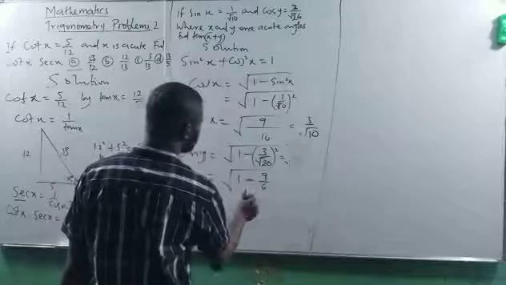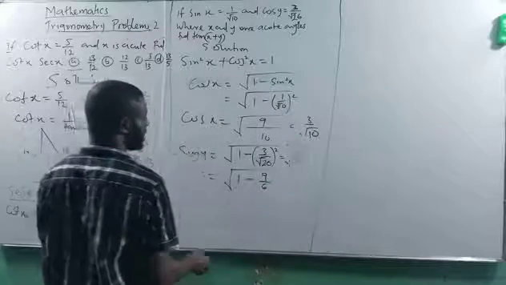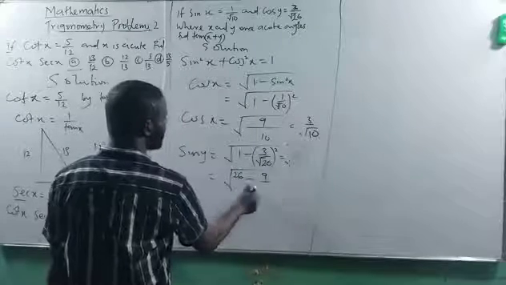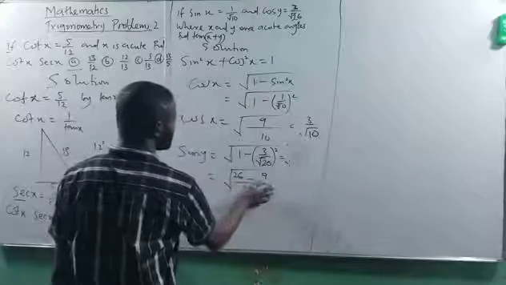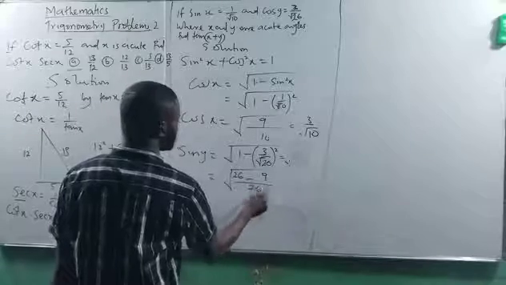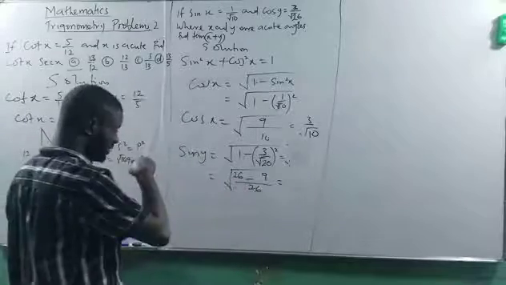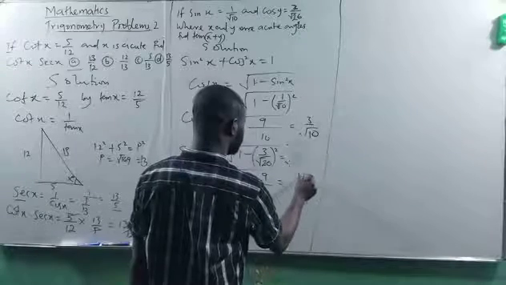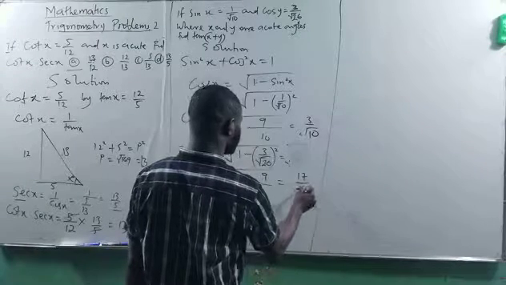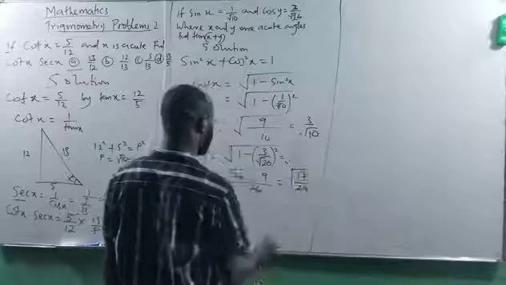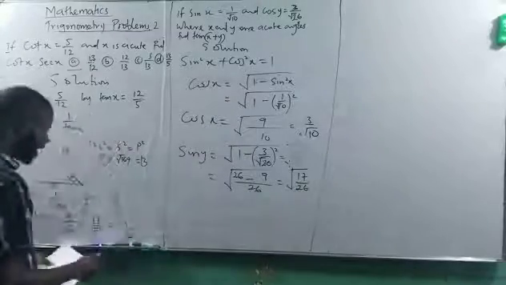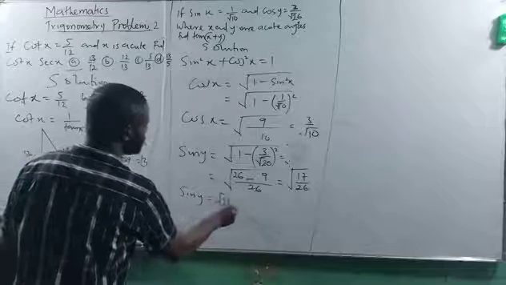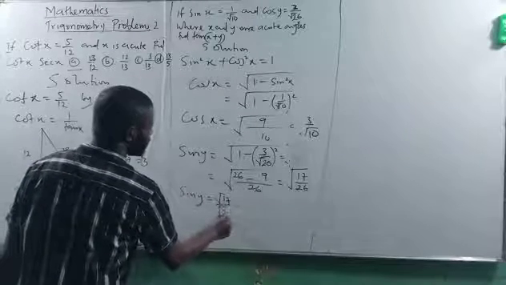Now, it means 26, and here will be 26 minus 9 divided by 26, which is equals to 17. Yes, 17, right? Yes, 17 all over root of 26, all roots. Now, I think I'll be having my sine y will be equals to root of 17 all over root of 26.